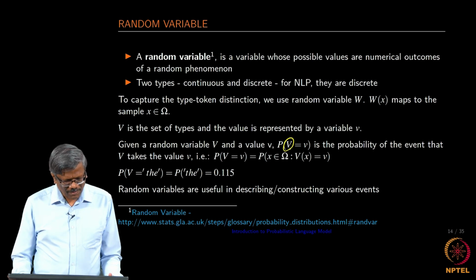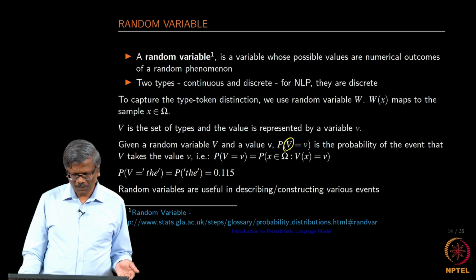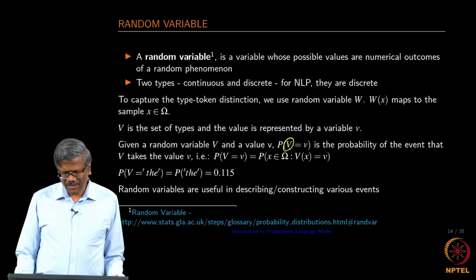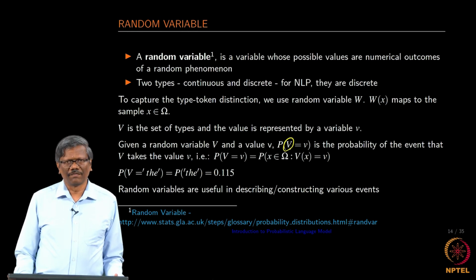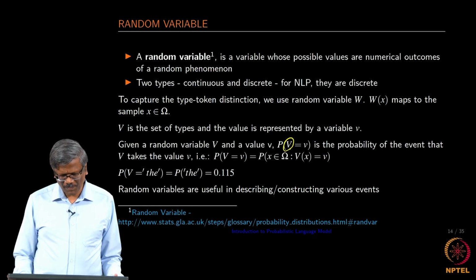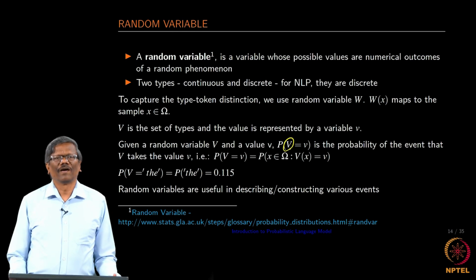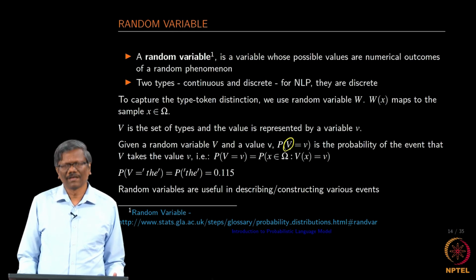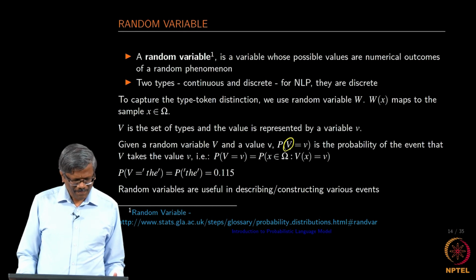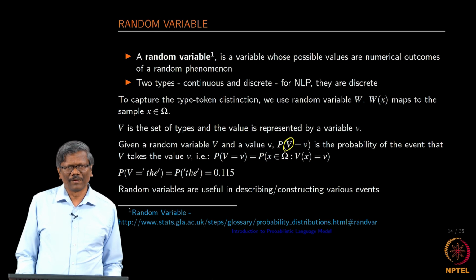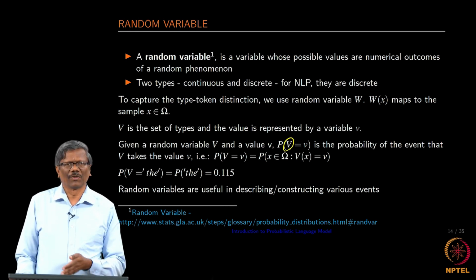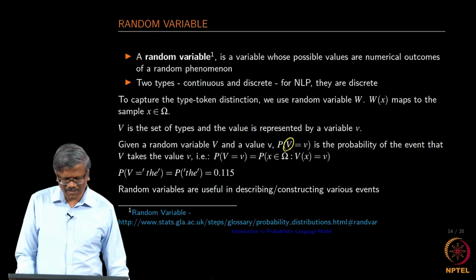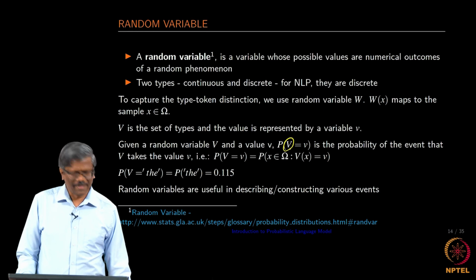Okay. So, given the random variable V and the value v, P(V = v) is the probability of the event that V takes the value v, that is P(V = v) = P({x belonging to the sample space such that V(x) = v}). Okay. So, we can represent that in a very simple notation as the probability of the random variable V equal to the is the probability of the equal to 0.115. Okay. So, this is useful in terms of describing and constructing various events.